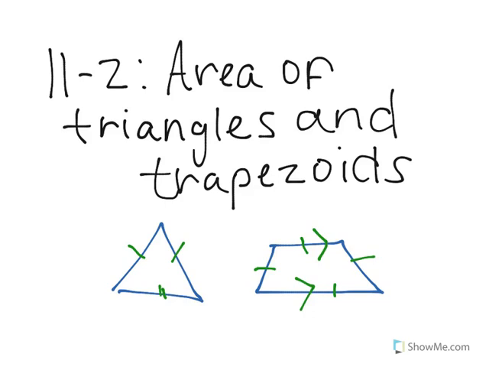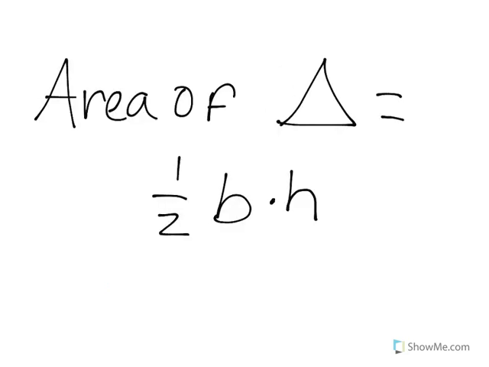Okay, so that brings us to our first equation. The area of a triangle: we're going to take 1/2 times the base times the height. So for example, if I have a triangle, right here is my base, the base of the triangle, and then my height forms a 90-degree angle with the base, so my height is right there.